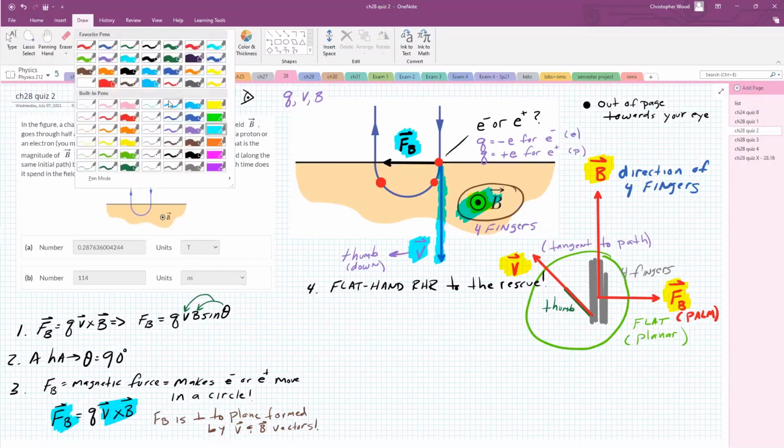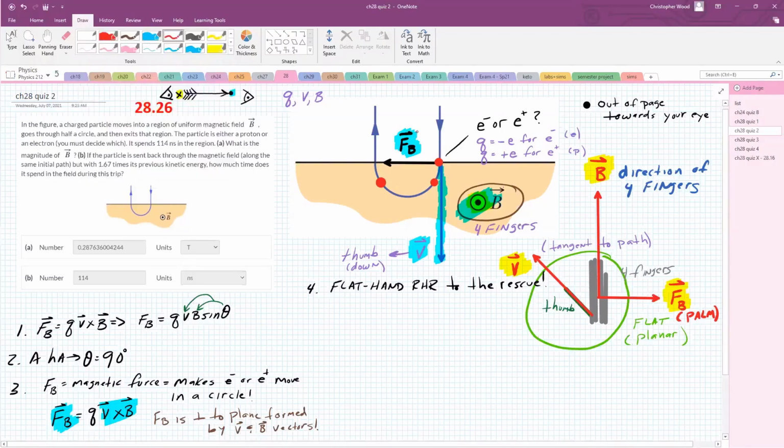I know that this is a proton. This tells me it's a proton. F sub B is going to the left, magnetic field coming out of the screen, velocity going down. And then I'm going to say proton. Why is this a proton? Because if it was an electron, you would flip the direction.